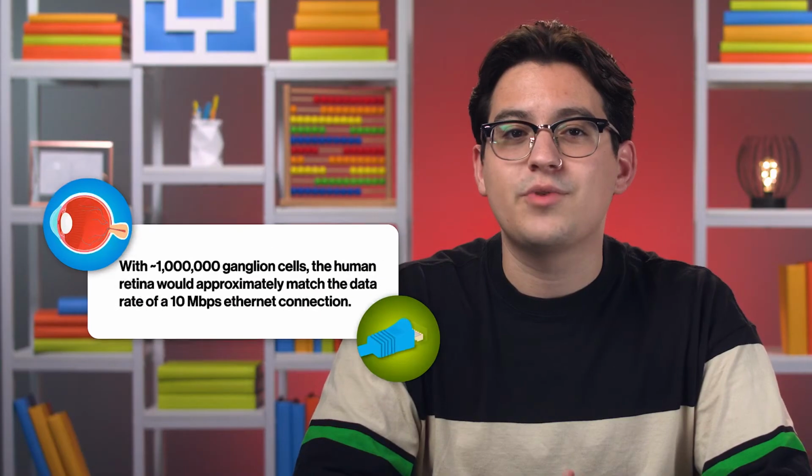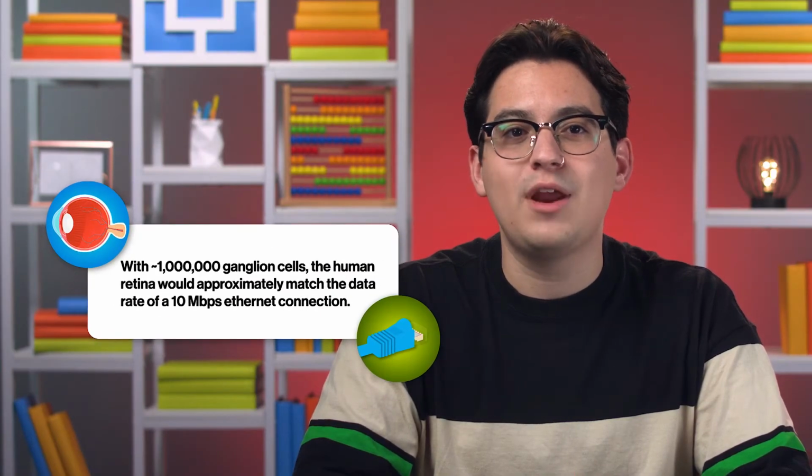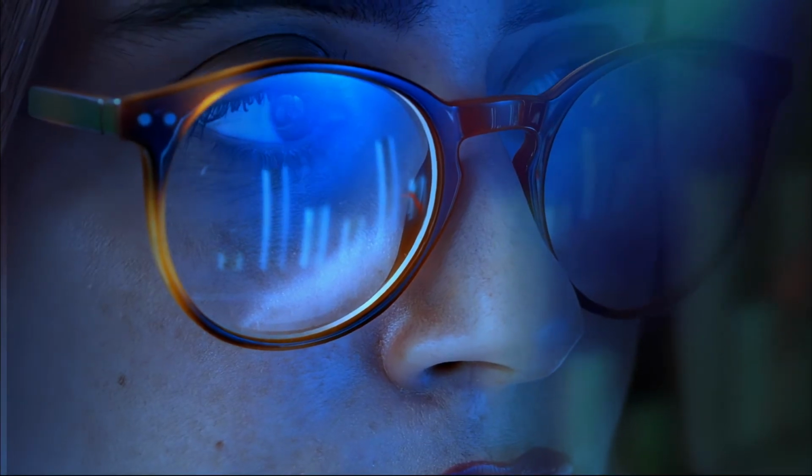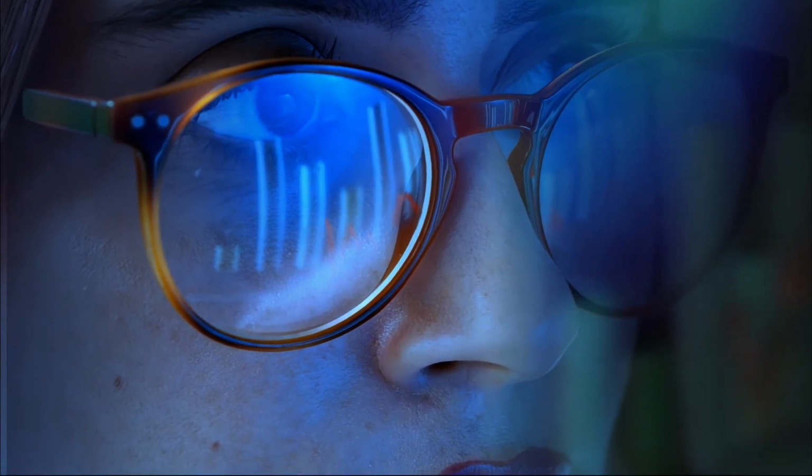Piggybacking on millions of years of evolution we've undergone to process spatial relationships, the human retina can transmit about as much information to your brain as a broadband connection does to your computer, which means our eyes and brains combined are incredible information processing machines.